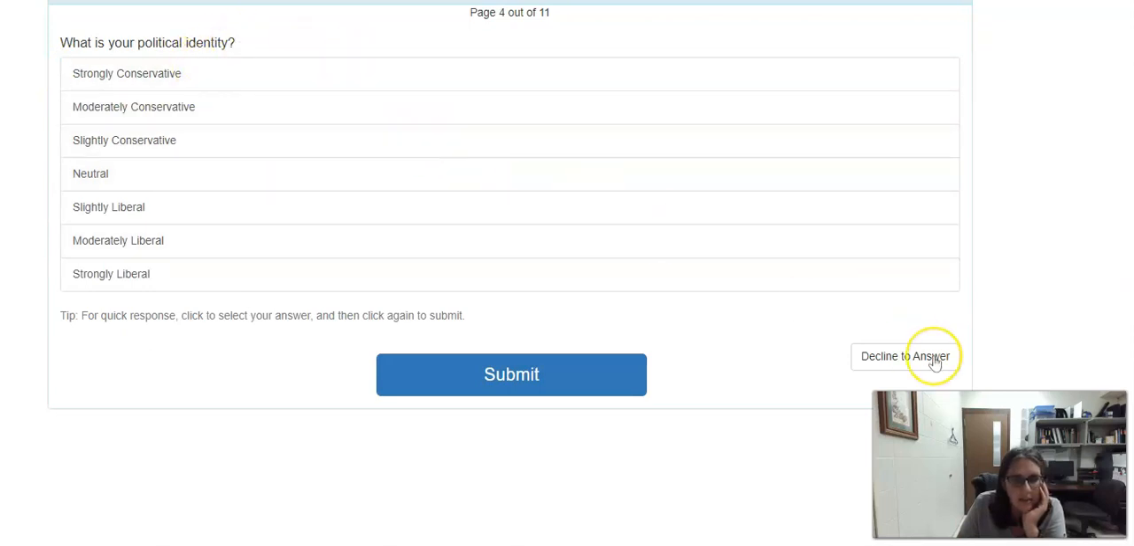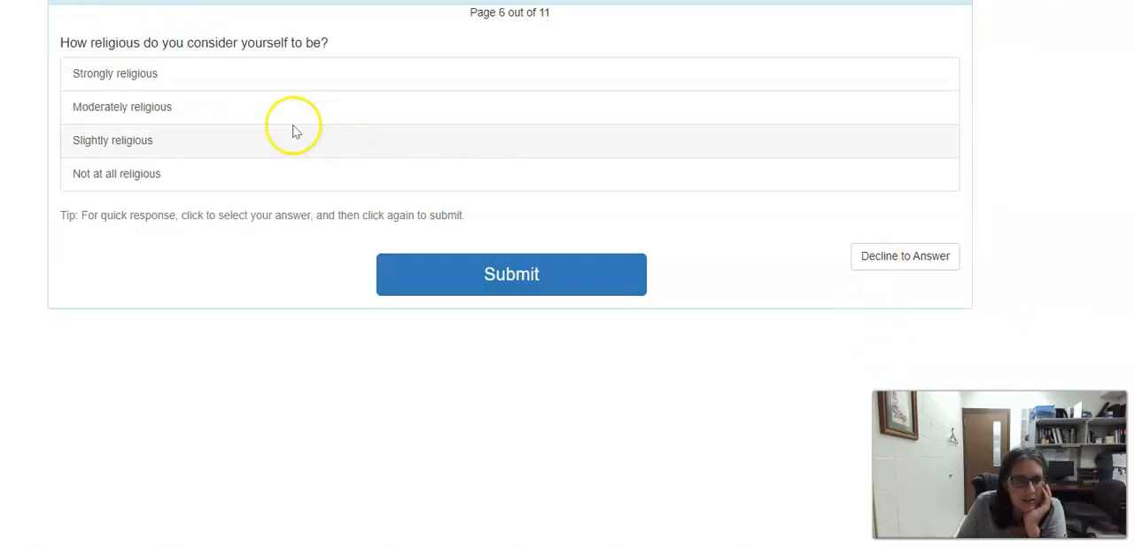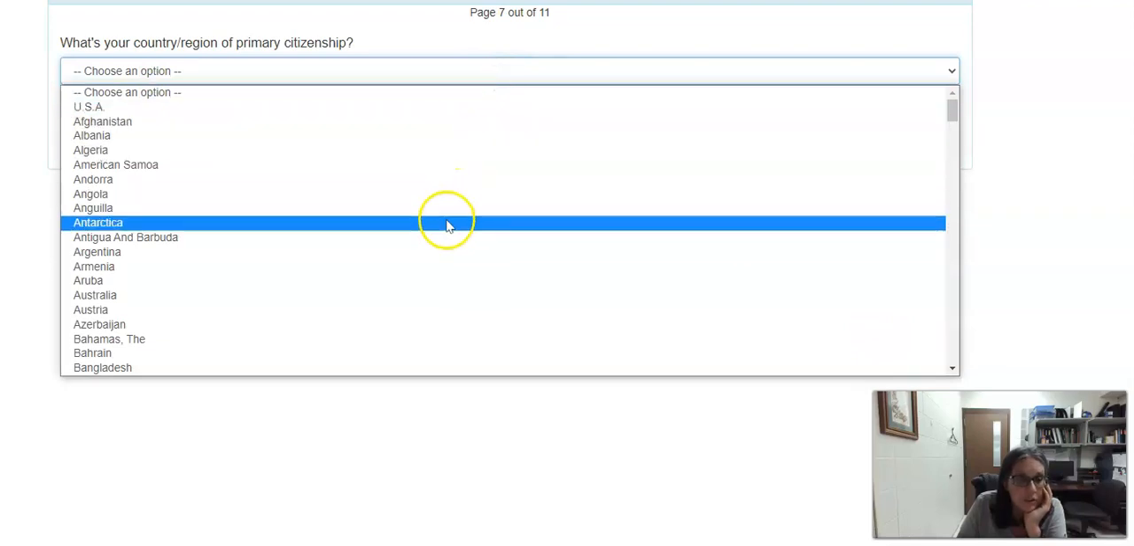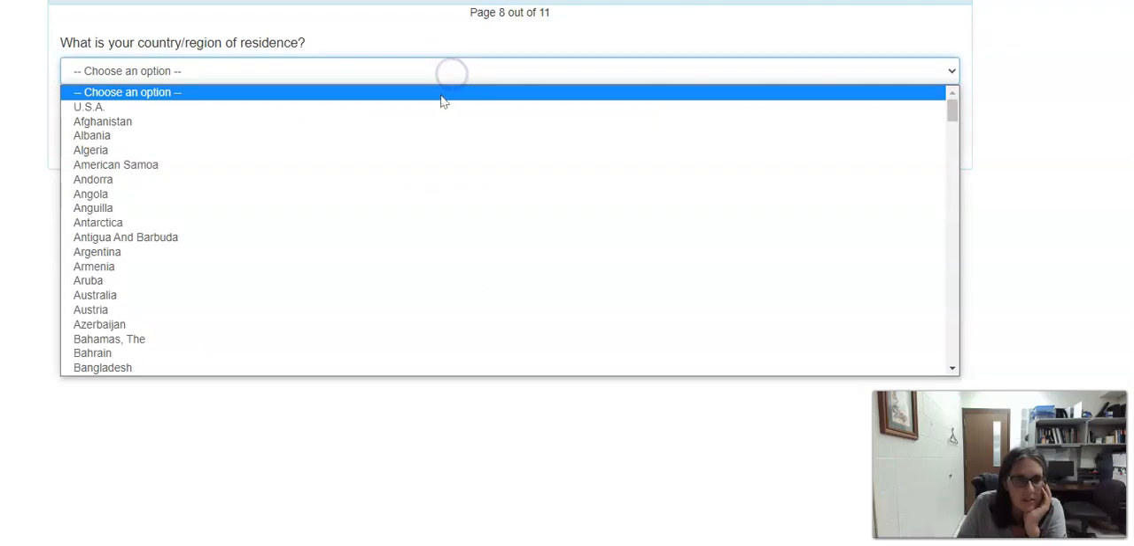Political identity, I'm going to decline on that one because I don't want to share that with everybody. Not necessarily appropriate. Religious affiliation, I'm going to decline those. And then primary symptom. You feel free to fill those out though. I just am not going to do that for the purpose of this assignment.